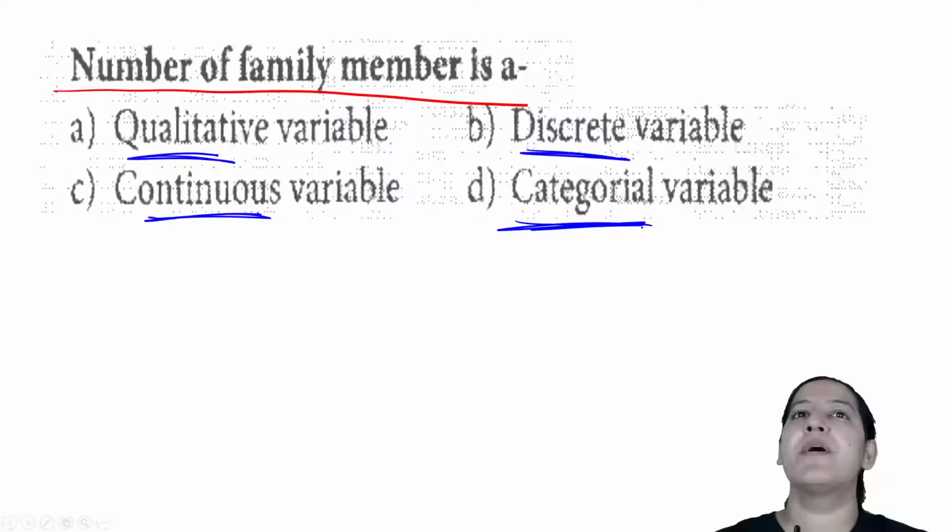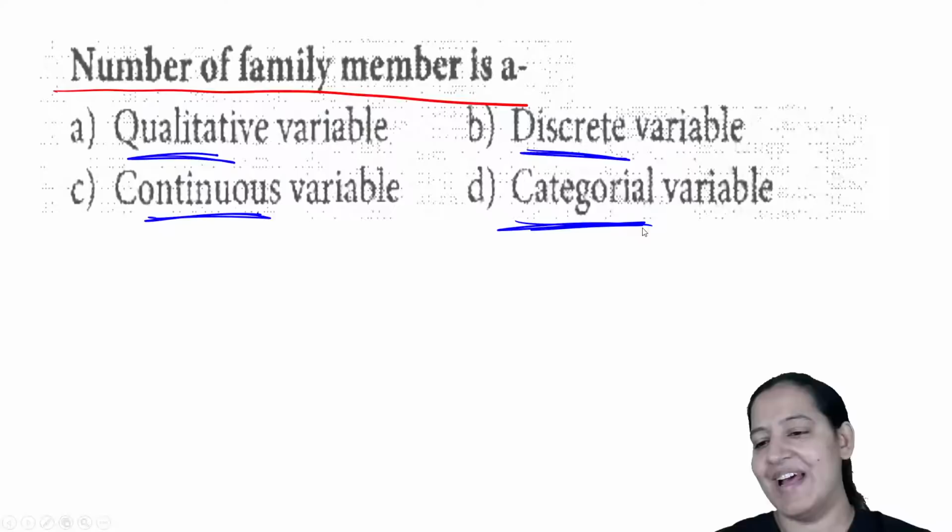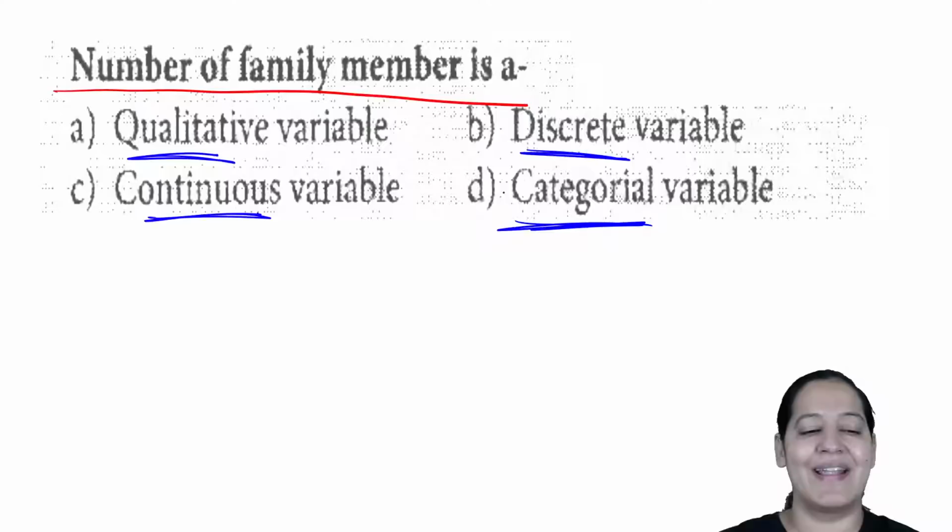So what is the number of family members? How many members are there in your family? There will be some number, no? 2 members, 5 members, 10 members, 20 members. So Logesh Ravi is saying B. Does everyone agree with Ravi? Anyone else want to participate or say something? Say yes or no, say at least something.